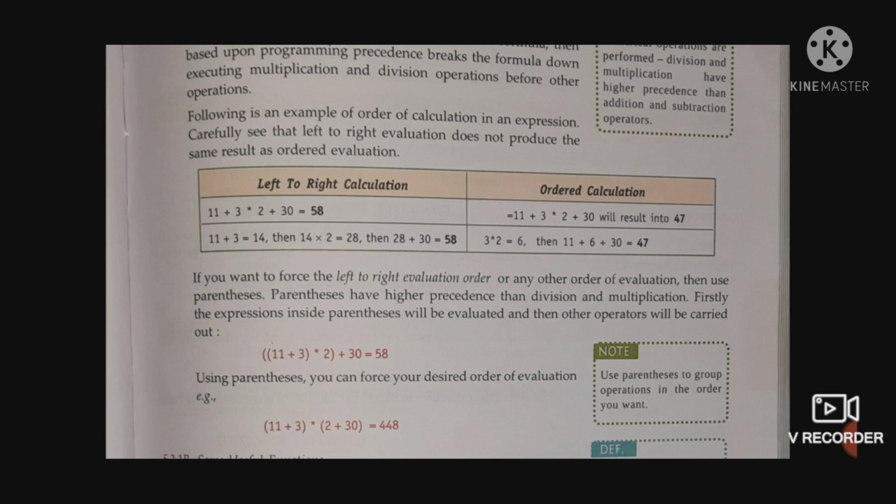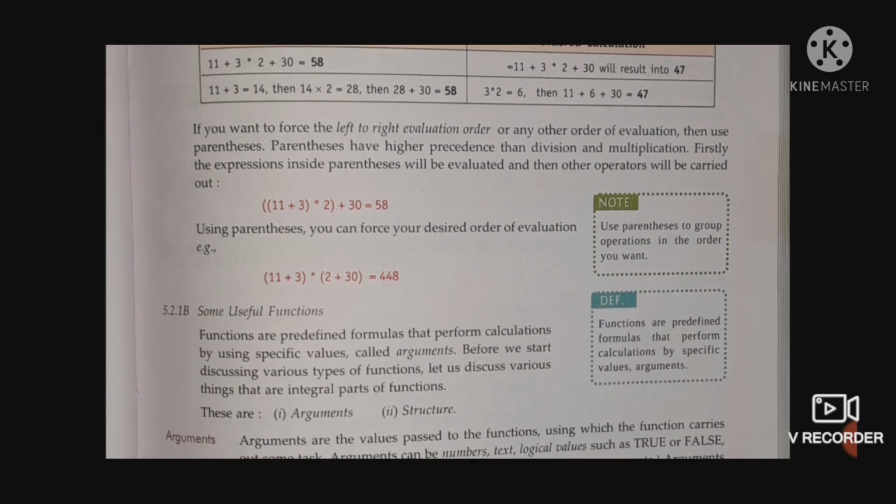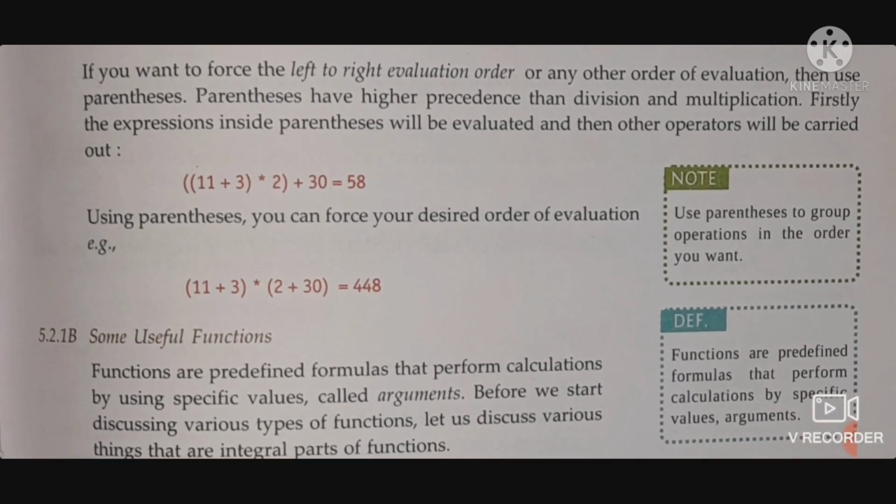Children, we can change the order of calculation also with the help of parenthesis. As you can see in the example, 11 plus 3 into 2 plus 30, we have got 58. And similarly in the second example, 11 plus 3 inside a bracket into 2 plus 30 inside a bracket, we have got 448. So how?